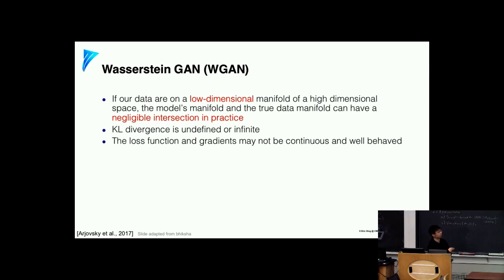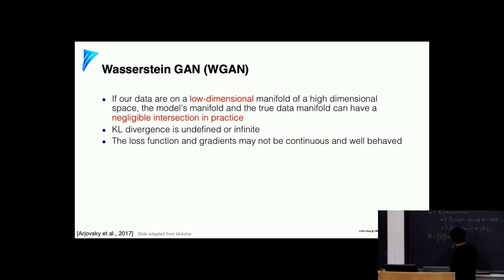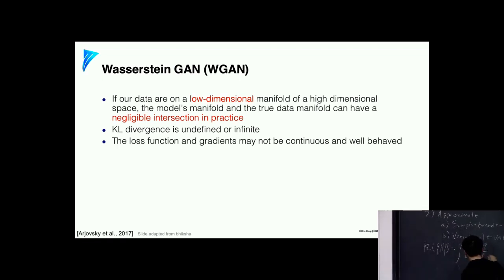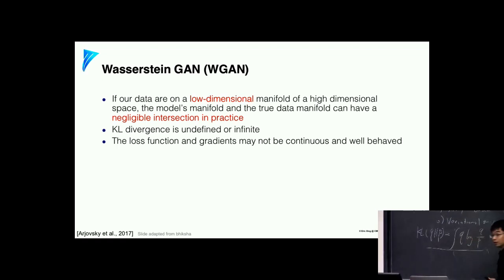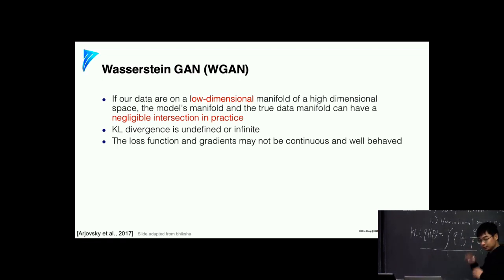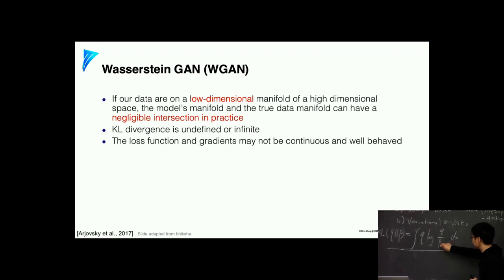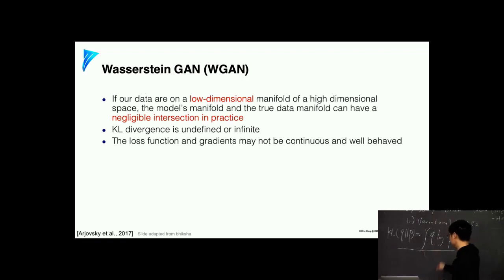And the loss function based on the KL divergence, and its gradient, cannot be continuous or well behaved. So here you can see the KL divergence is defined as this. Right, this is the KL divergence. And if P and Q don't have an intersection, then at some point in the X space, Px can be zero. So this is an intuition that this KL divergence can be undefined or infinite.